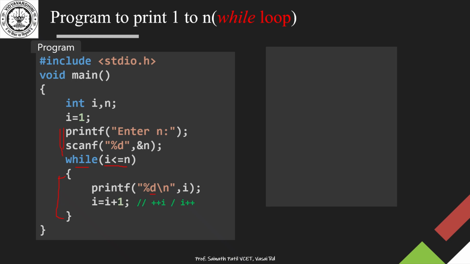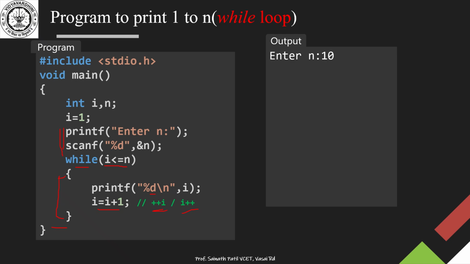Then I increment i: i++, that is i is equal to i plus 1. In place of this you can write ++i or i++, that is the unary operator. So the code under the while loop gets repeatedly executed as long as the condition is true. Once the condition is false, it will come out of the while loop and out of the program. So let's run the program.